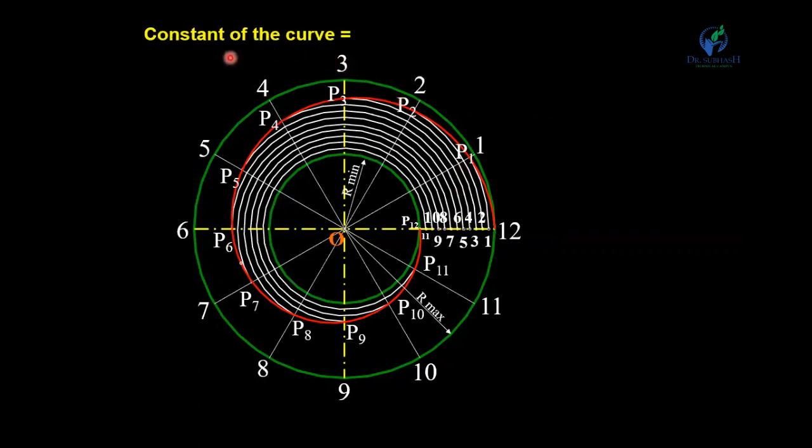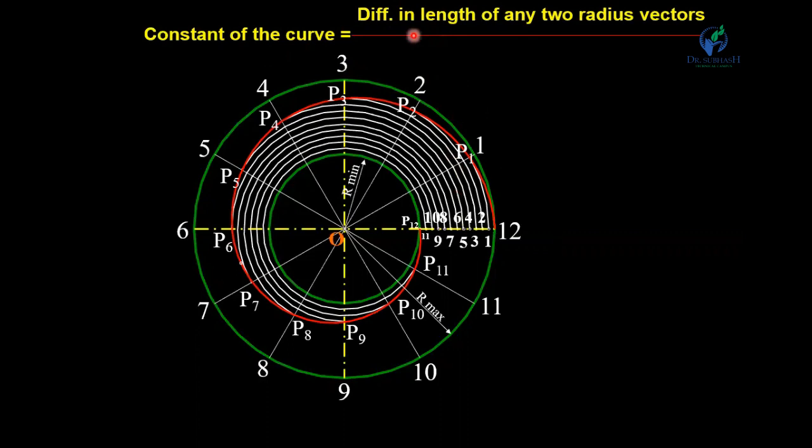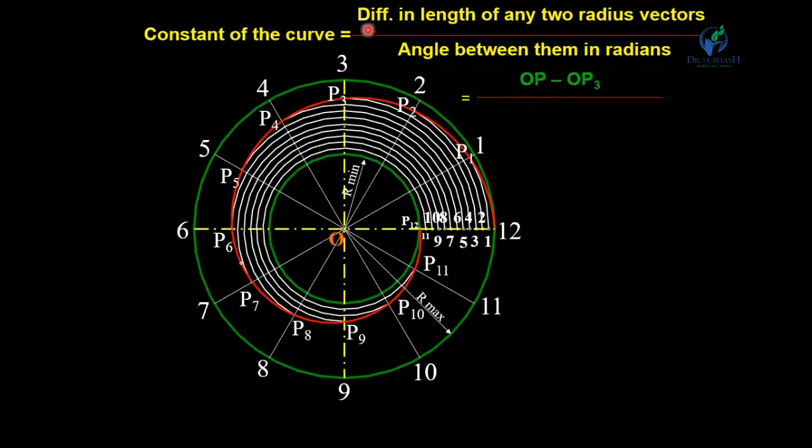Now we have to find the constant of the curve. So how to find out the constant of this curve? So the constant, it is the ratio of difference in length of any two radius vector to the angle between them in radian. Okay, so is equal to this difference in length of any two radius vector. That means take OP minus OP3 here. Okay, difference between the length of any two radius vector. This radius vector is OP and here OP3 upon angle between them.